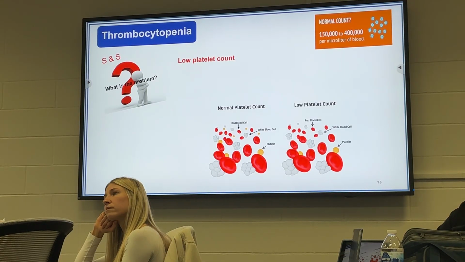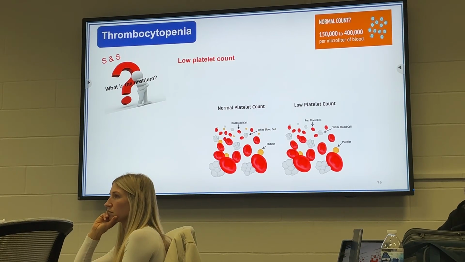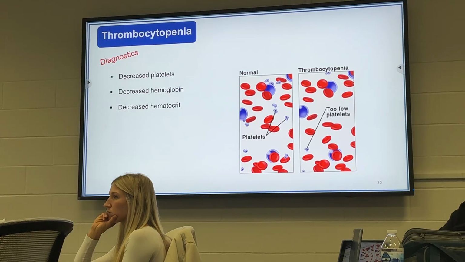Okay, this one is a low platelet count, as the word says. So polycythemia was too much of everything, all the counts were up. Break the word down and figure out what's too much or too little. In this case, low platelet counts, therefore causing low hemoglobin, low hematocrits.